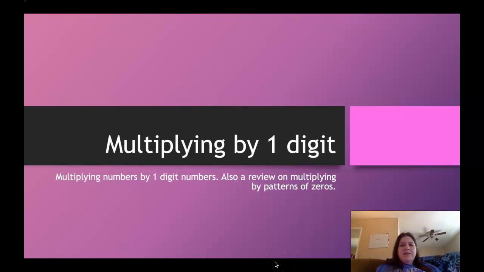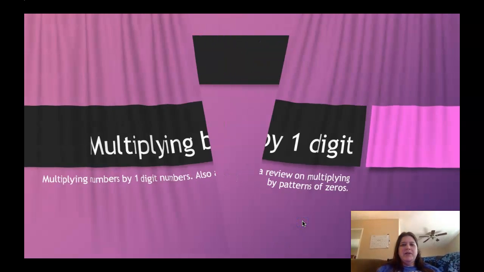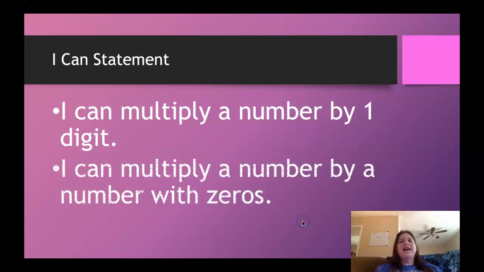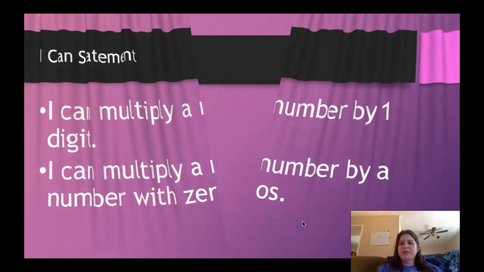Hello, boys and girls. Today we are going to be multiplying by one digit. Our I can statement for today is I can multiply a number by one digit. We're also going to add an extra skill in there because I think you're pretty proficient at that, and that is multiplying a number by a number with zeros.